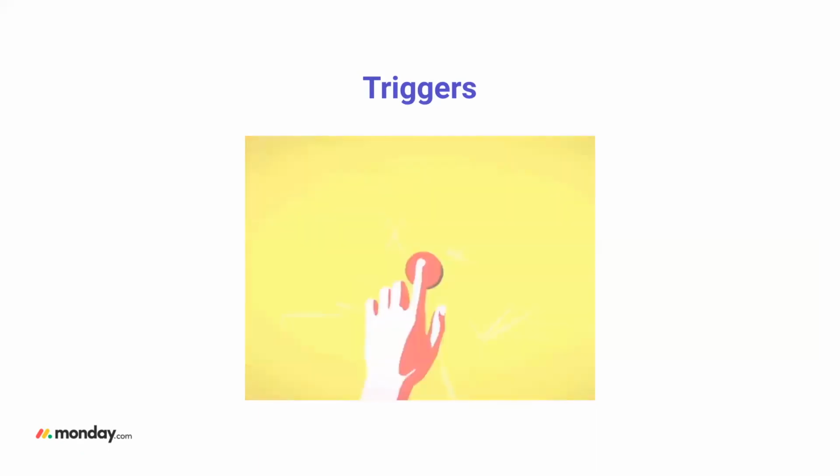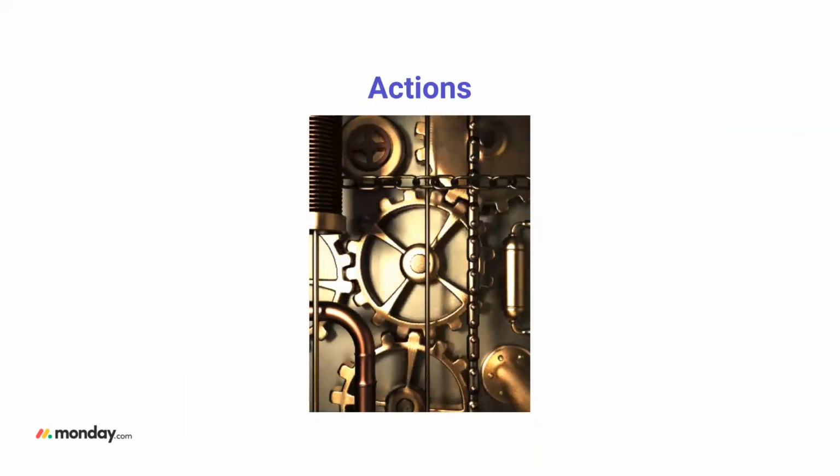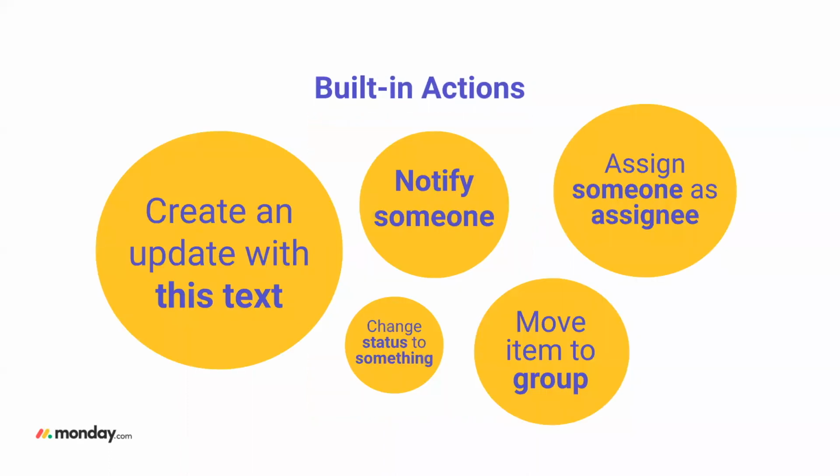So we have the triggers that are built into Monday that you can use just as they are, like when some date arrives, or when a column changes, or when a person is assigned to an item. And of course, if we have the built-in triggers, we have the built-in actions. These are actions that you can use from the automation center just as they are. They're ready to go. So you can use built-in actions like notify someone or move an item to a group. And we have many, many more.